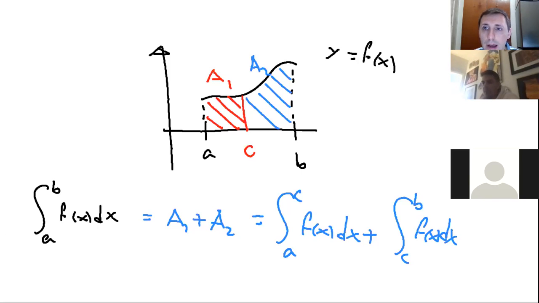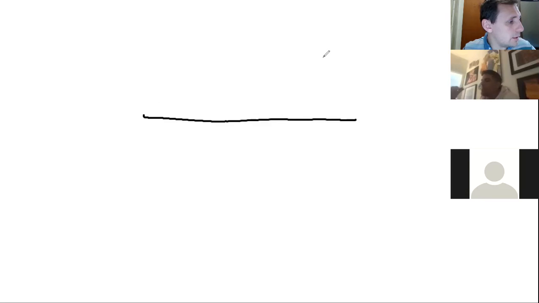Okay. Now, what I was trying to say is that this holds even if I select the point C to the left of the curve. So here is A. Here is B.